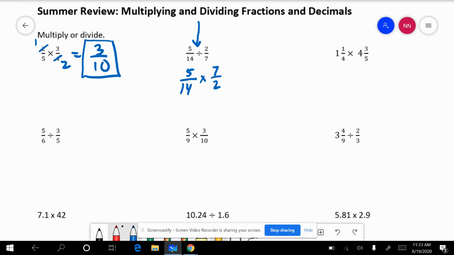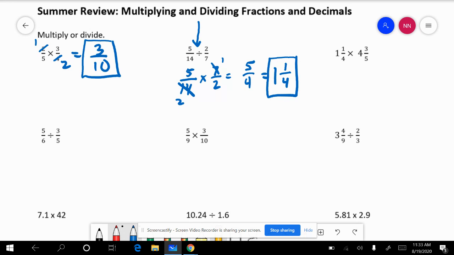Now I'm going to cross cancel. So 5 and 2 have nothing in common. I can't cancel them, but I know that 7 and 14 can. 7 goes into 7 one time. 7 goes into 14 two times. 5 times 1 is 5. 2 times 2 is 4. And I'm going to write it as a mixed number. 4 goes into 5 one time with a remainder of 1. So that right there would be my mixed number.